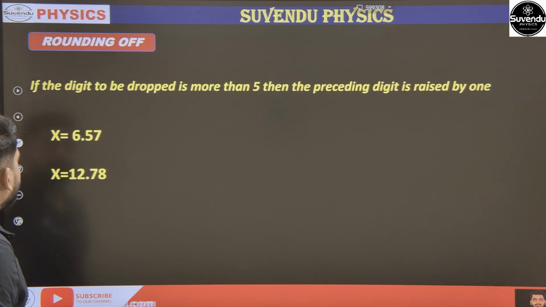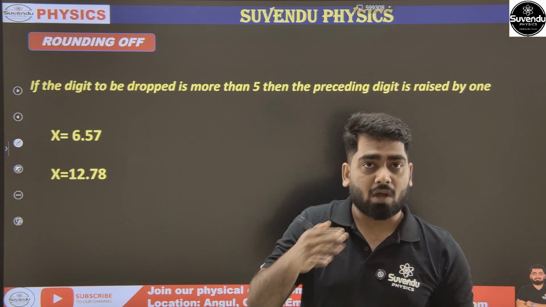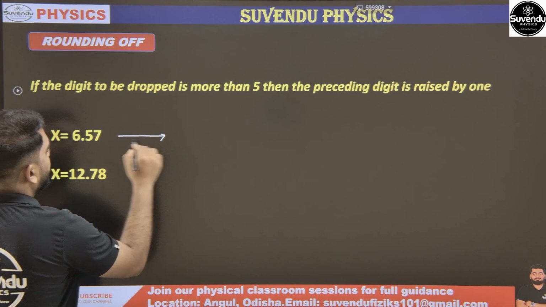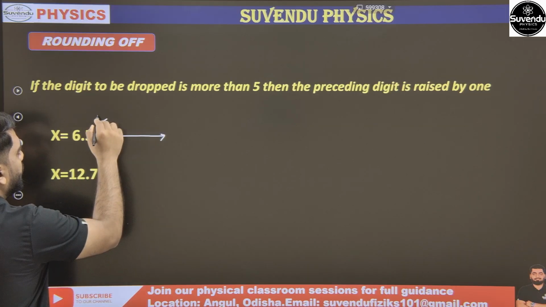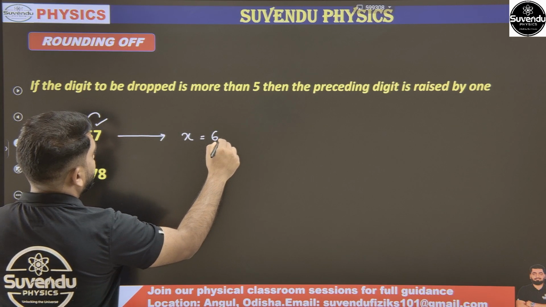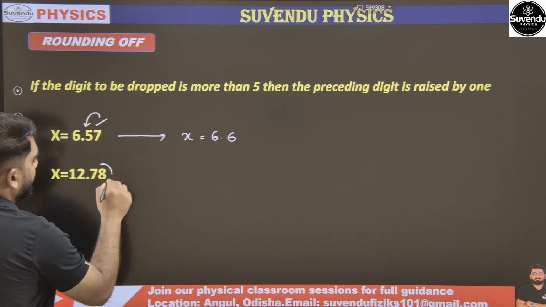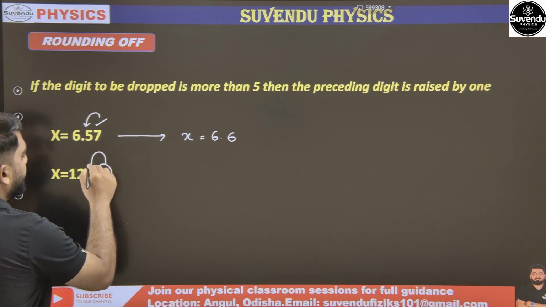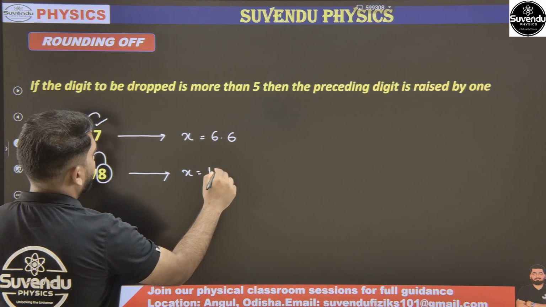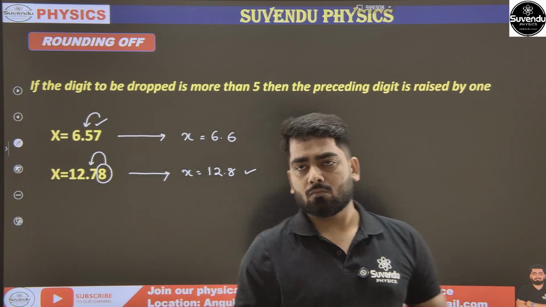second rule. If the digit to be dropped is more than 5, then the preceding digit is raised by 1 unit. So here, x is equal to 6.57. This 7 is more than 5, so the preceding digit becomes plus 1. So this is rounded up to x equal to 6.6. Here also, this 8 is greater than 5, so the preceding digit is raised by 1 unit. So this is rounded up to x is equal to 12.8. See how easy the content is.